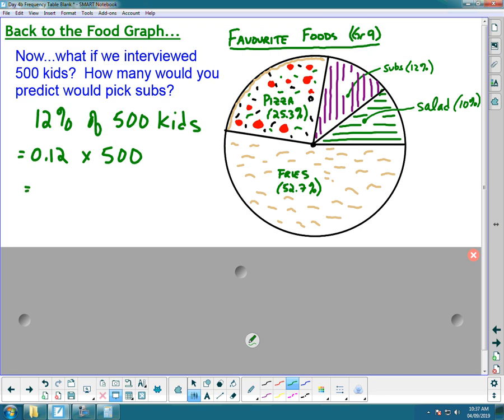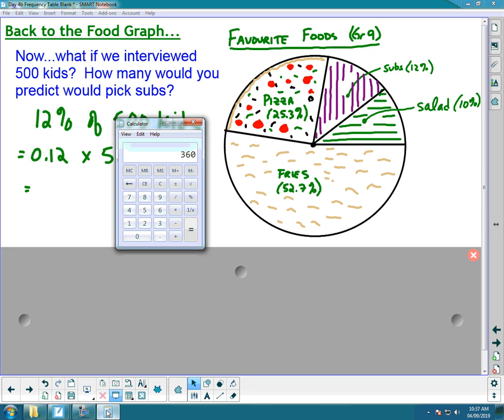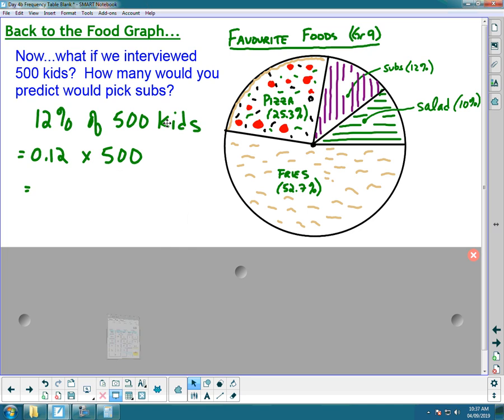Again, we can check this in our calculator. 0.12 times 500, and we get 60 kids. So we would confidently say that we would predict that 60 students would pick subs. Again, a way to practice some of the percentages.